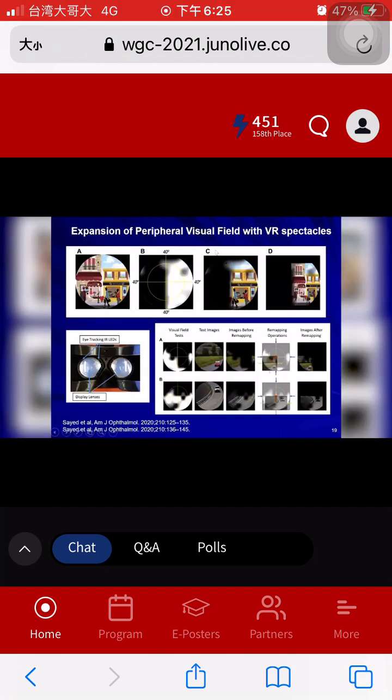Recently, using virtual reality spectacles to expand peripheral vision has also been proposed in visual rehab for advanced glaucoma patients. As you can see, the imagery can be remapped to fit the residual field, which enables the patient to utilize the residual field to see objects and enhance mobility.